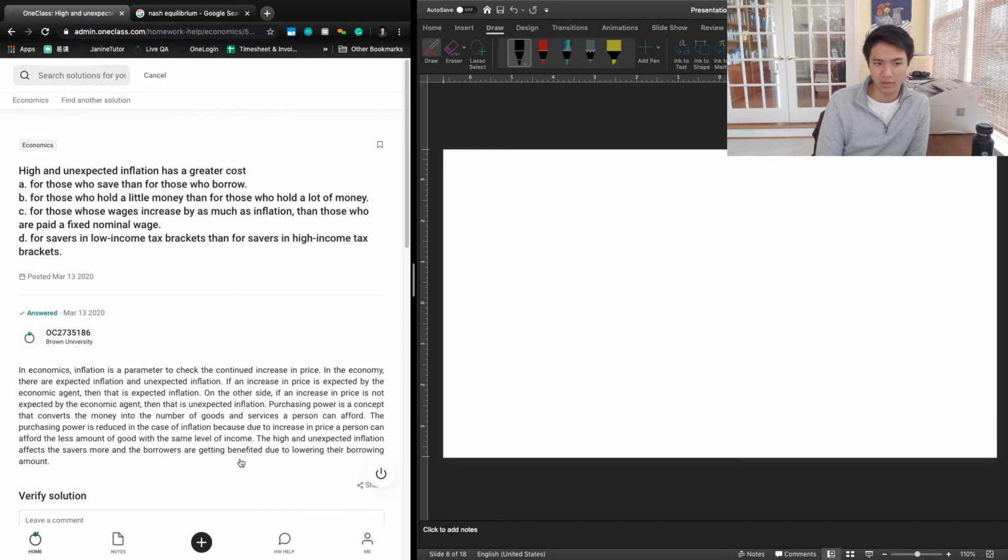If each unit of good X now costs $100, I can only buy 10 units with $1,000, whereas before, I could buy 100 units. And so my purchasing power has decreased, and that hurts me, right? Having unexpected inflation has basically hurt me as a saver.